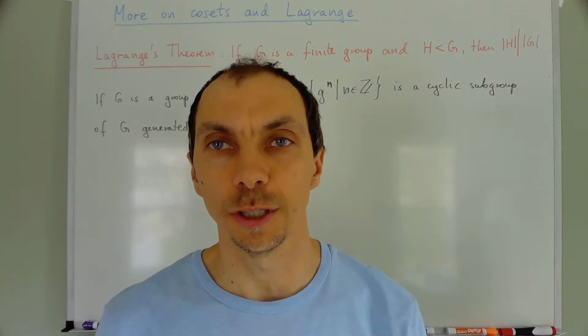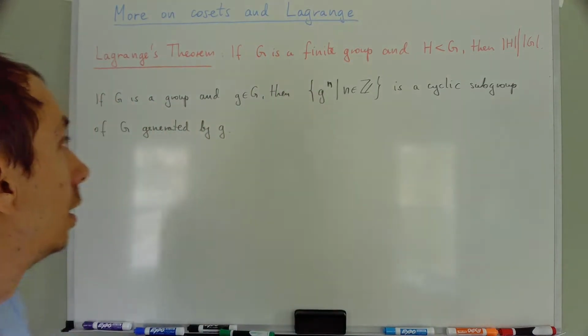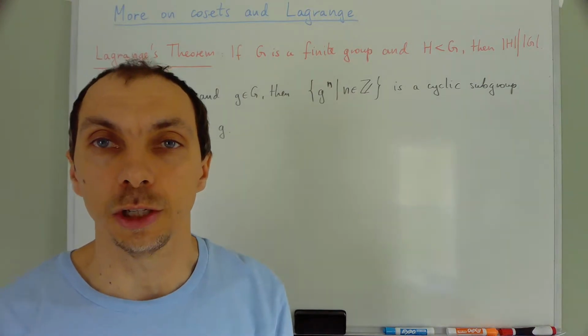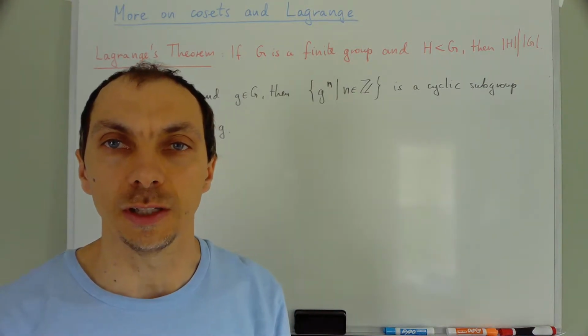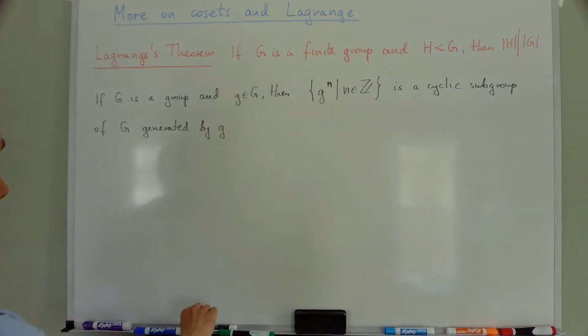Let me say a few more words about Lagrange's theorem and cosets in general. So recall Lagrange's theorem. It says that if G is a finite group and H is a subgroup, then the order of H divides the order of G. Let's look at this particular situation here.